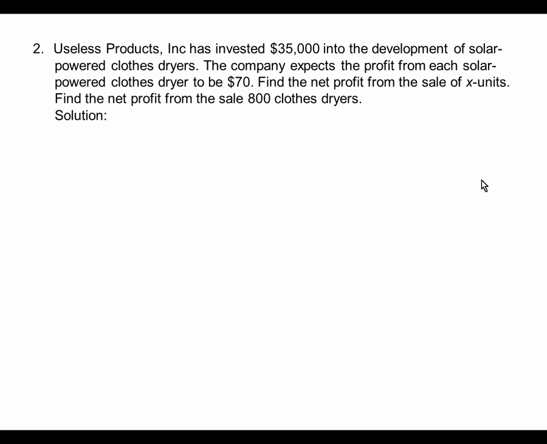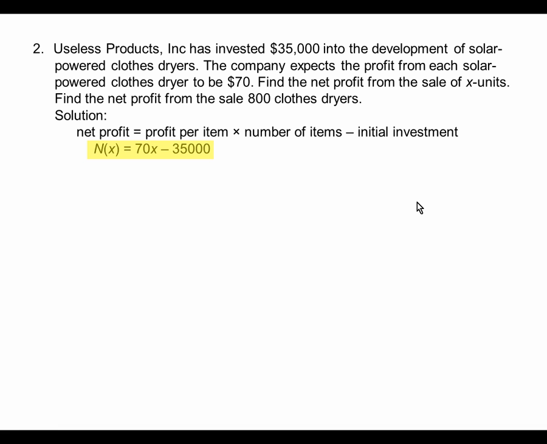So our solution. Remember, the net profit is equal to the profit per item times the number of items minus the initial investment. The profit per item, we're expecting $70. The number of items, we're selling X of them. The initial investment, $35,000. So N of X should be 70X minus $35,000. There's your net profit function.